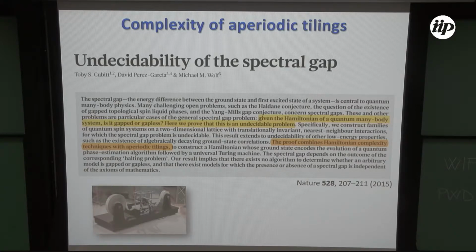And the interesting part in here is what they say is the proof of this combines Hamiltonian complexity techniques with aperiodic tilings. So it's kind of like a lattice Hamiltonian, but at least the proof they use does not work on a periodic lattice. It actually needs this aperiodic tiling with these extra complexities that come in. Now, one could, of course, say that their proof requires this aperiodic tiling does not mean that a periodic tiling could not have given the same thing.